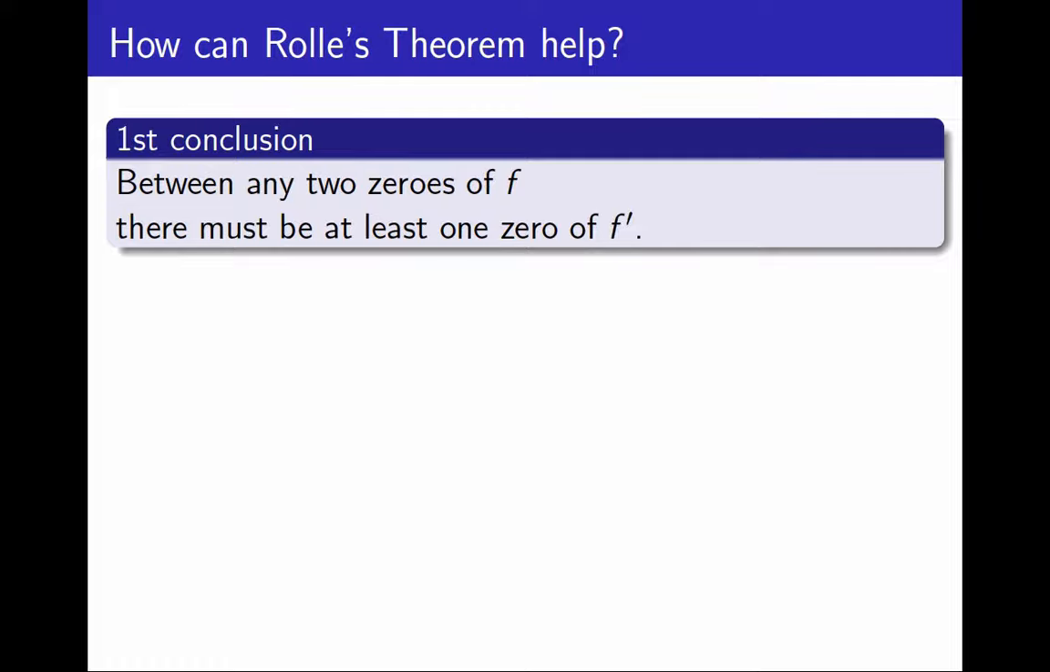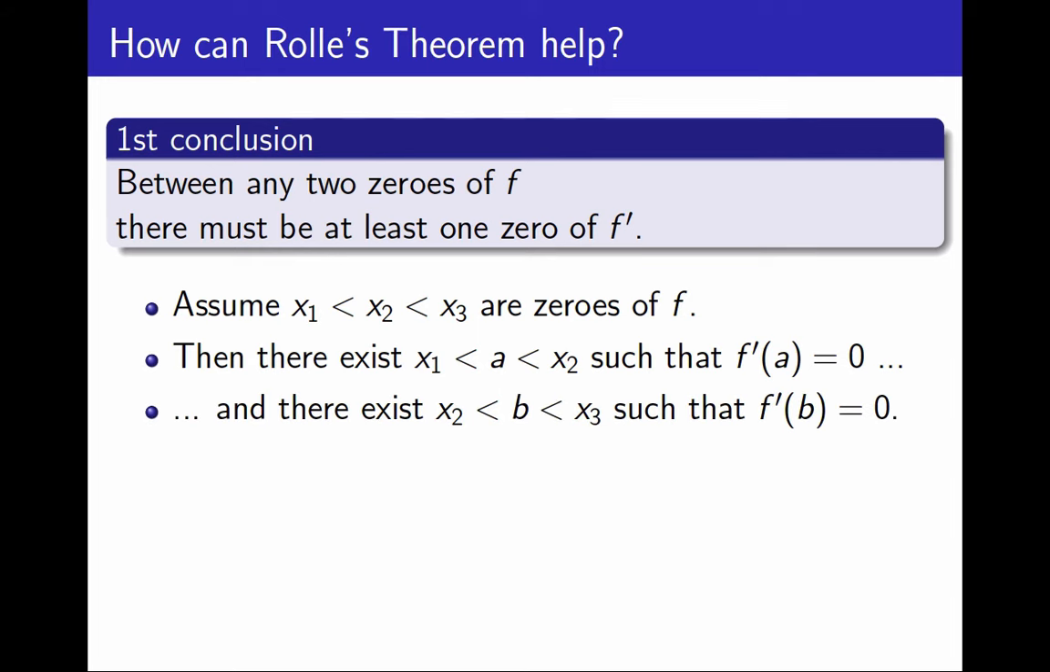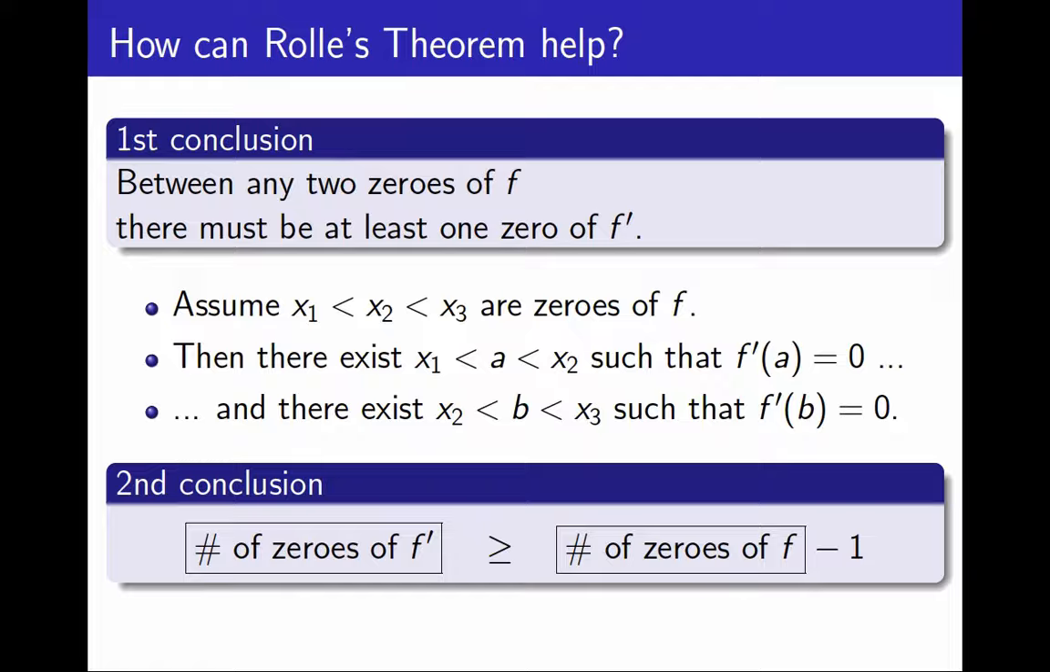Now let's take it one step further. Assume f has three zeros instead, x1 smaller than x2 smaller than x3. Then there must exist a zero of the derivative between x1 and x2, and another one between x2 and x3. Similarly, if f has four zeros, then the derivative must have at least three zeros, one between each pair of consecutive zeros of f. We have drawn a second important conclusion. The derivative f prime must have at least as many zeros as the function f minus 1.